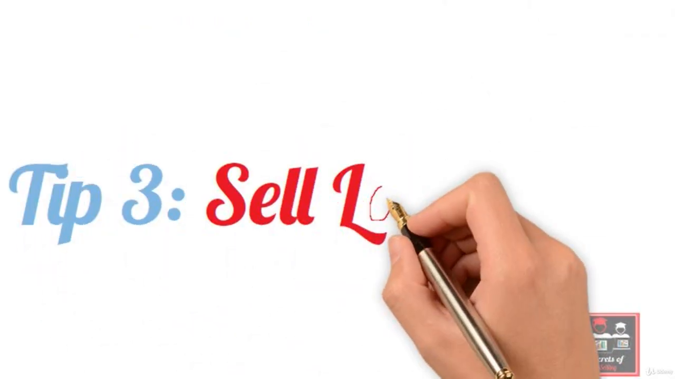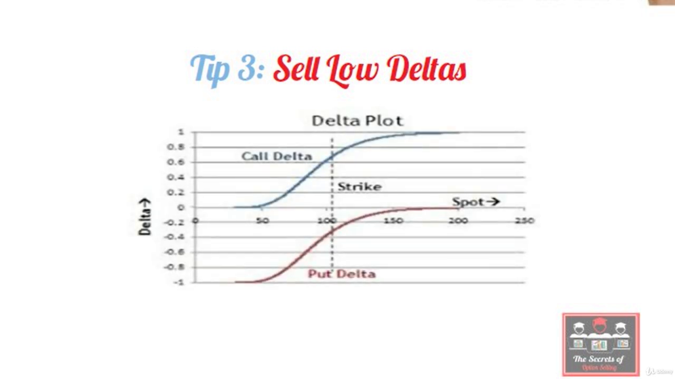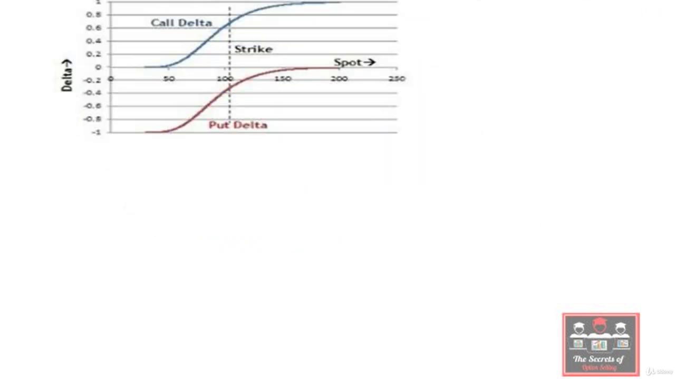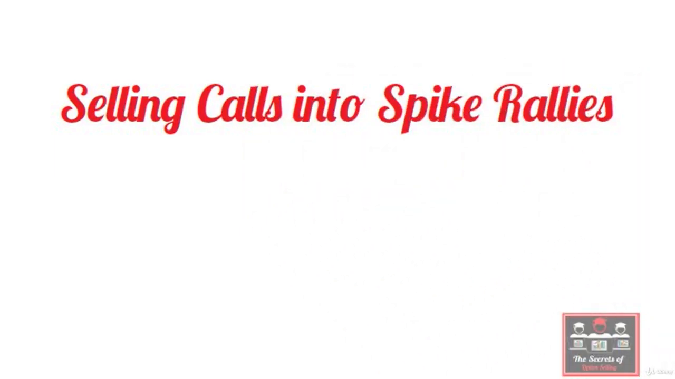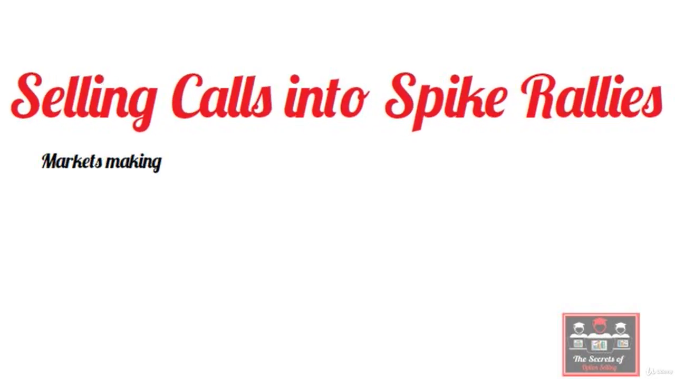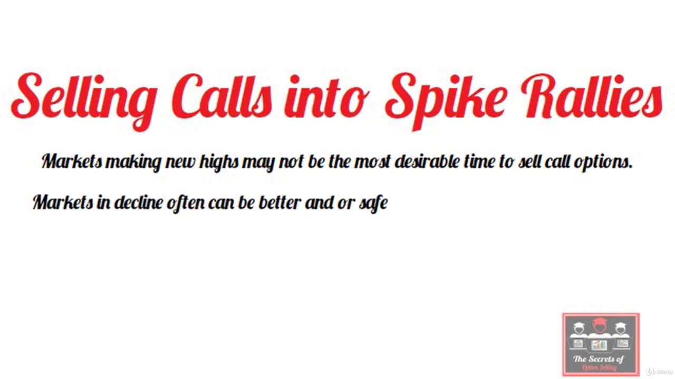Let's look into tip number 3. Sell low delta. It is our advice that you seek options with low to very low deltas when you are selling. They will have the smallest probability of ever going in the money. Selling calls into a spike release, with the market making new highs, may not be the most desirable time to sell call options. Then again, in the right circumstances, they can be optimum markets for selling calls. Markets in a fall can often be clearer and safer chances in which to sell calls.